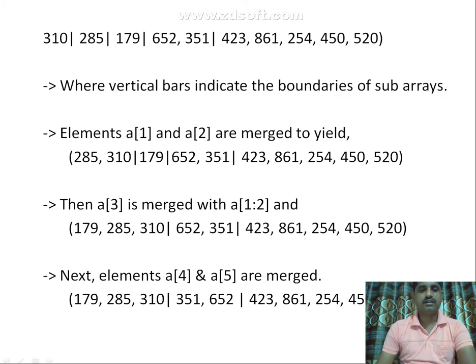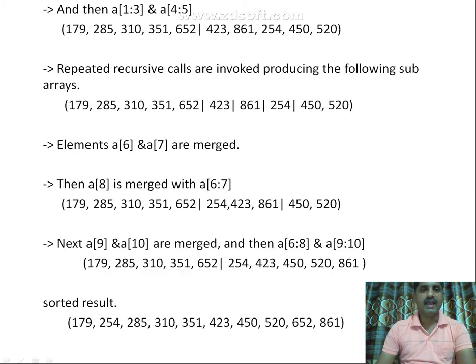Now next, the elements of A[4] and A[5] are merged, that is A[4] is 652 and A[5] is 351. These two are merged, that is 351, 652. And then A[1:3] and A[4:5] are merged, that is 179, 285, 310, 351, 652. Now the recursive calls are invoked, producing the following subarrays for 6 to 10.